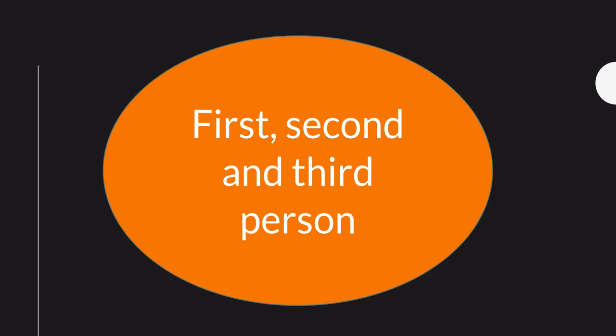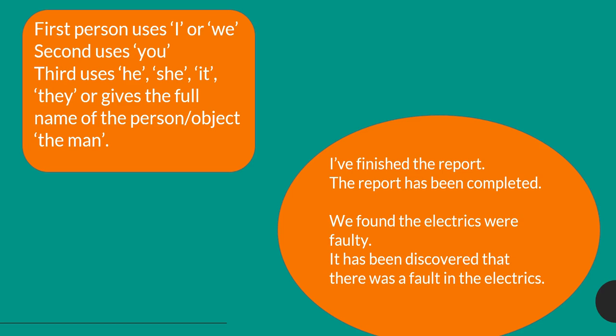So first of all, what is the first, second and third person? Well, the first person is when you're talking about yourself, really. So you're saying I, or we, or us, or other similar words. The second person is where you're directly talking to someone else using you. And the third is talking about somebody else in a more distant relationship. So he, she, it, they, or you might just give the full name of the person or object, the man, London, rather than doing something more intimate.